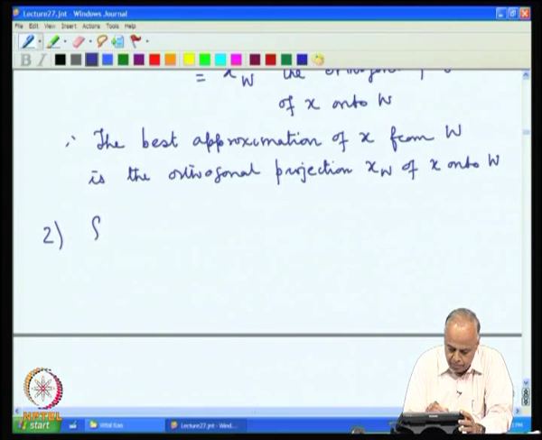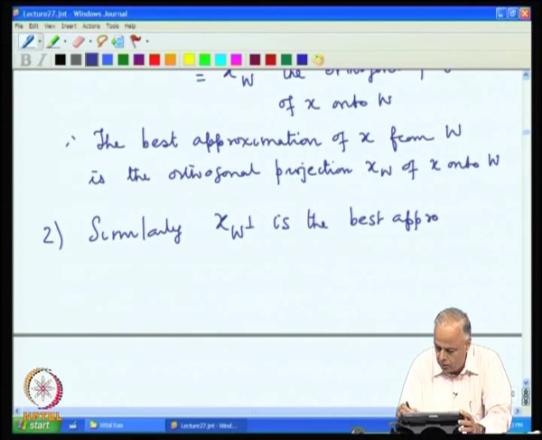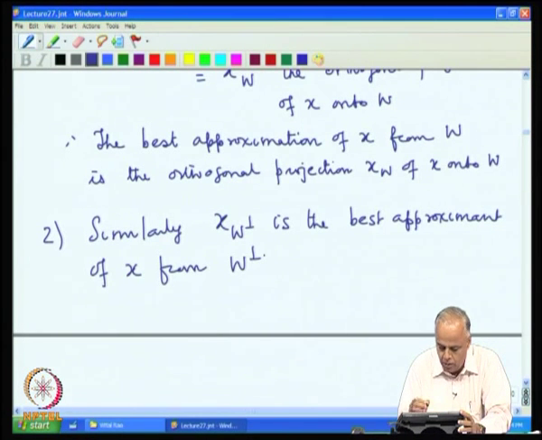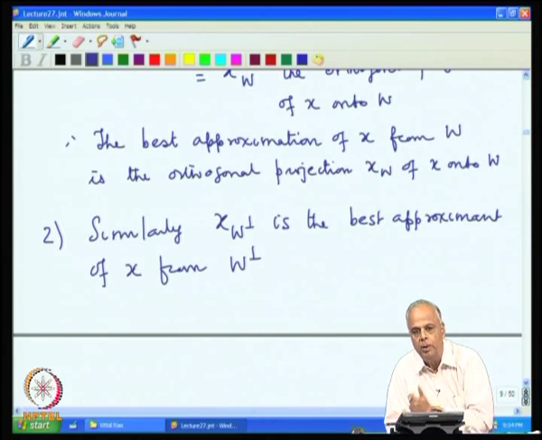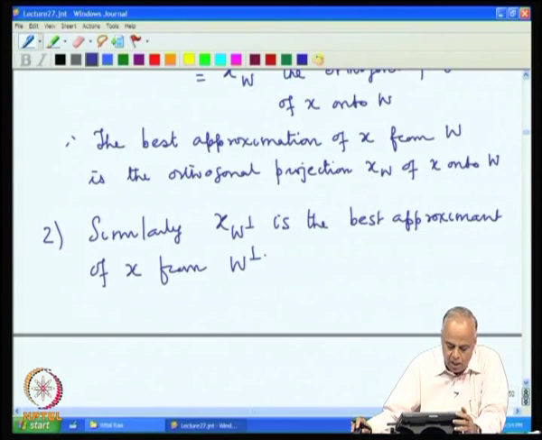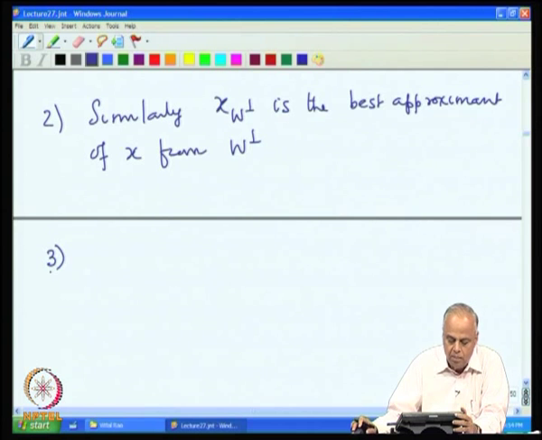Similarly, x W perp is the best approximant of x from W perp. Notice that if we know x W, we also know x W perp, because x W plus x W perp is x, and therefore, if we know one of the two approximants, we automatically know the other approximant also. So, therefore, we know how to get this best approximation.